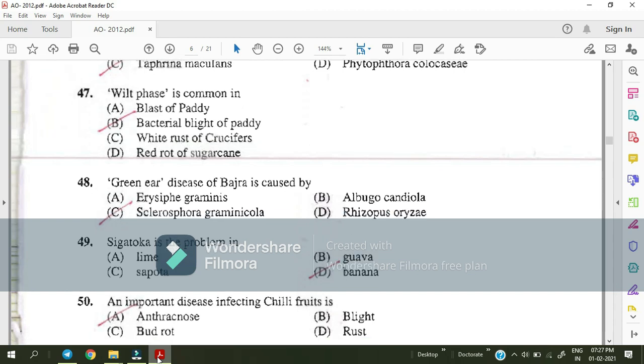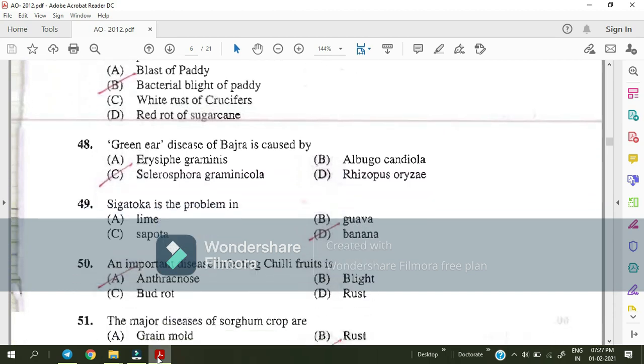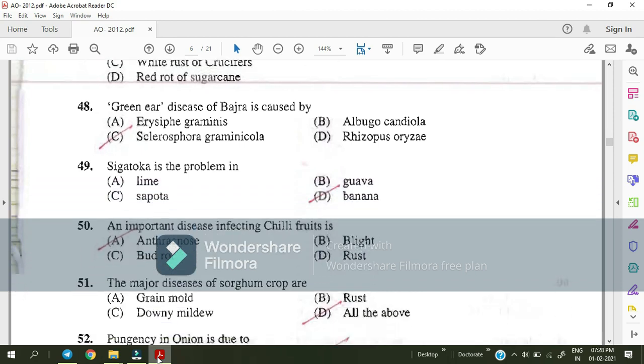49th. Sigatoka is the problem in banana. 50th question. An important disease infecting chili fruit is anthracnose. The scientific name is Colletotrichum capsici. 51st question. The major diseases of sorghum crop are grain mold, downy mildew, rust. These are all major diseases.